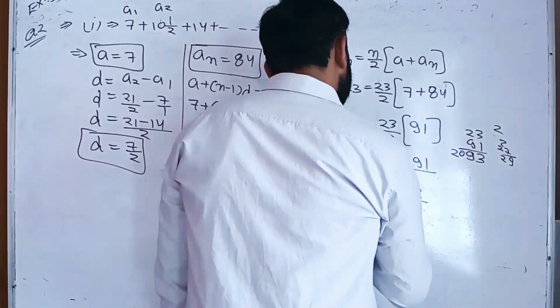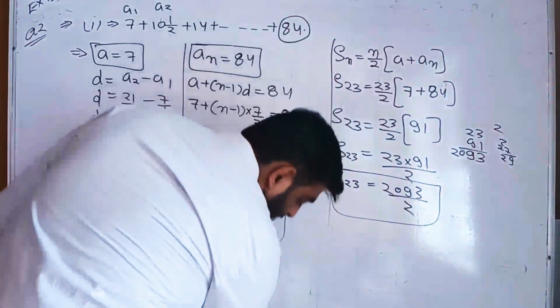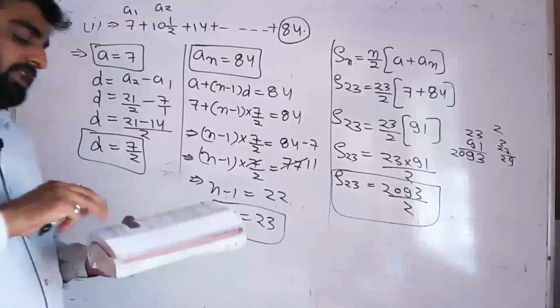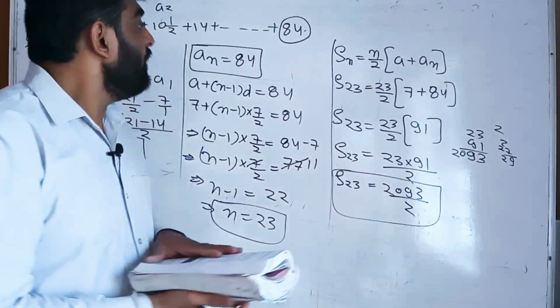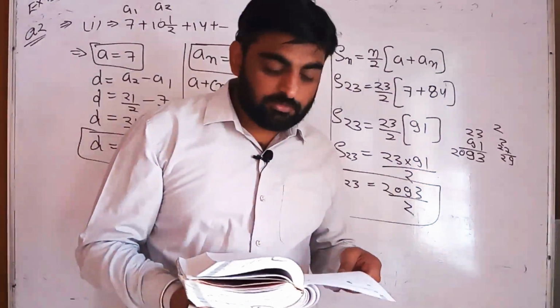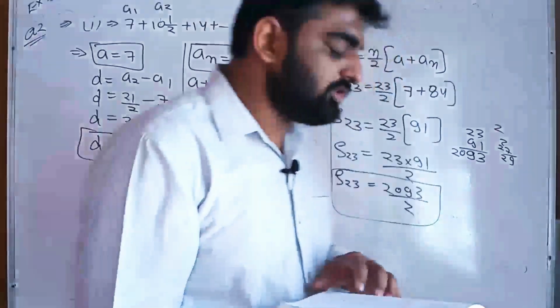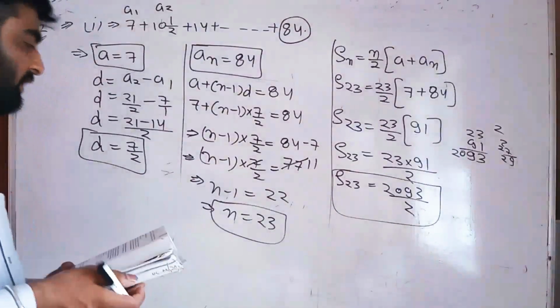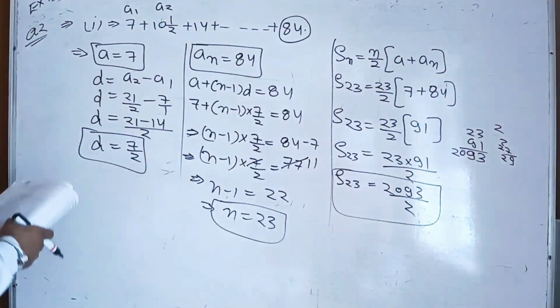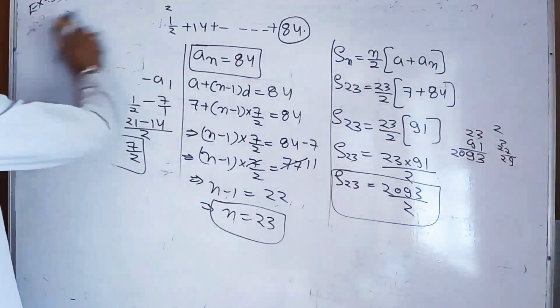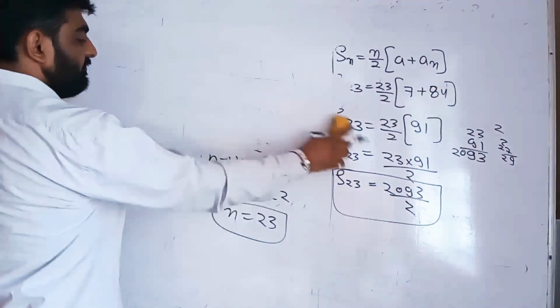So 2093 upon 2 is the sum of the 23 terms of the given AP, students. So this is question number 2, and the answer is 2093 upon 2. You have to find the value of the sum of the given series.